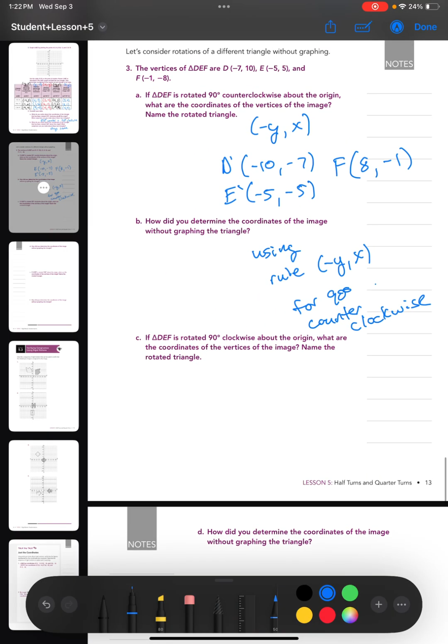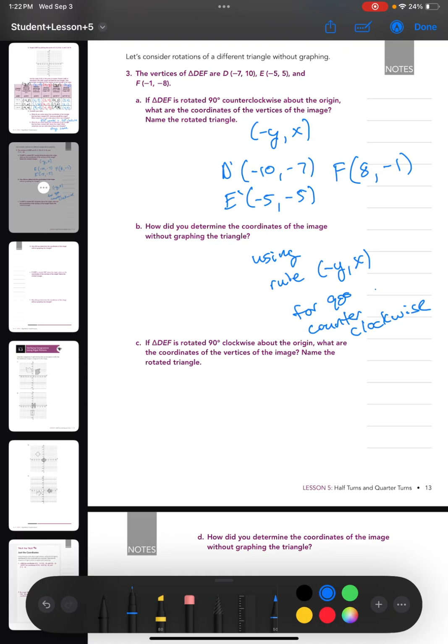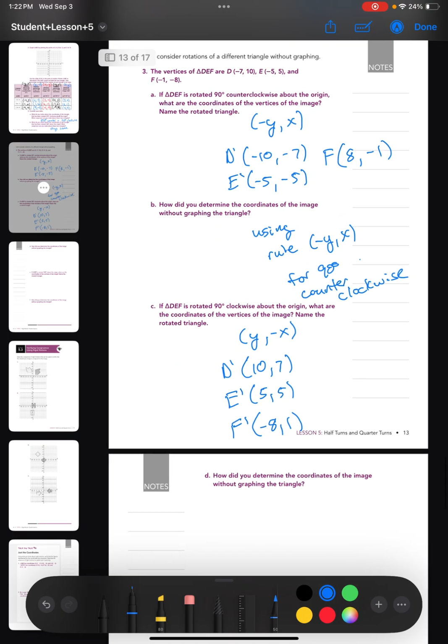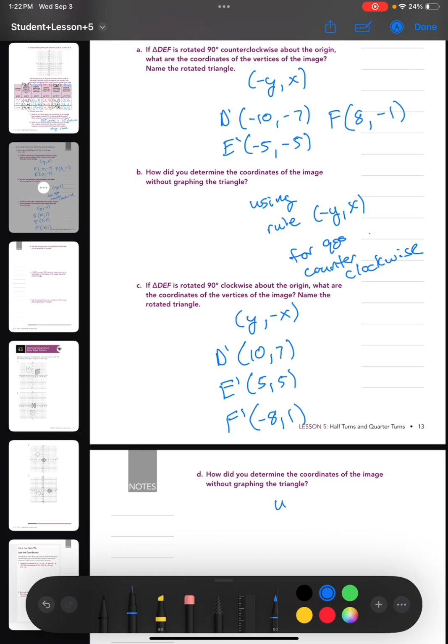All right, now we're going to do the same thing 90 degrees clockwise. So 90 degrees clockwise, we're using our rule of y, negative x. So that's going to give us the points. Our new D is 10, 7. Our new E is 5, 5. And our new F is negative 8, 1. I encourage you to go graph these and just see what they look like so you can see the rotations. So how did we determine the coordinates of the image without graphing? Again, using the rule y, negative x for 90 degrees clockwise.